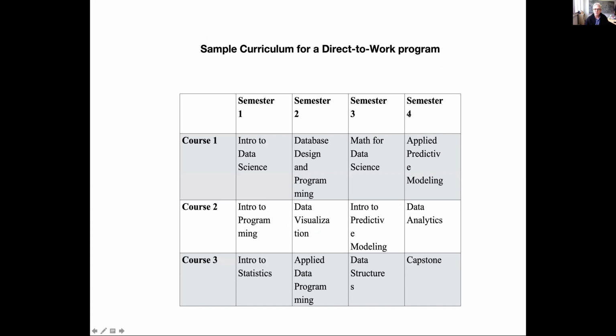It happens over 4 semesters. It's 3 courses per semester. Actual programs could have more, but we felt that these 12 courses would achieve the outcomes of a direct-to-work program as we listed. The proof that they would achieve them is not shown here, but again, I'll refer you to the report, which has links to outcome maps that show you how these courses achieve particular outcomes.